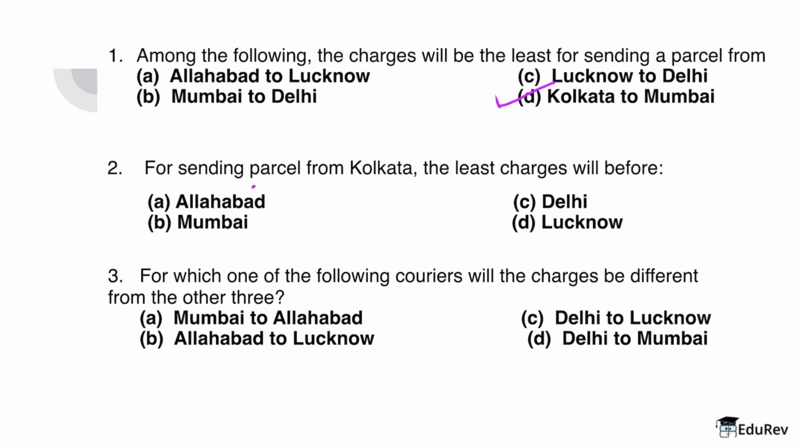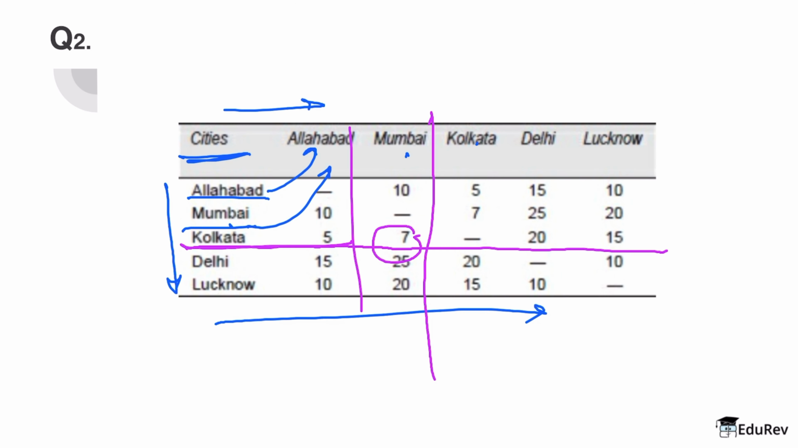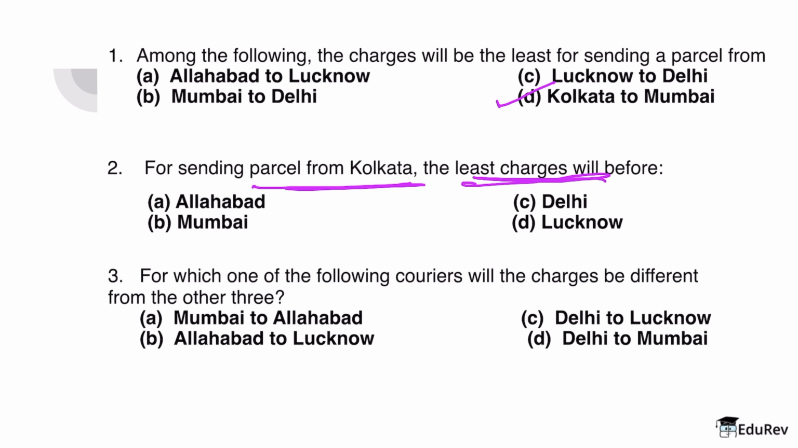Let's get back to question number 2. For sending a parcel from Kolkata, the least charges will be to either Allahabad, Mumbai, Delhi or Lucknow. If I look at the table, let me change the color, it's going to be from Kolkata to Allahabad, 5. So it's Kolkata to Allahabad, which is 5. Correct.